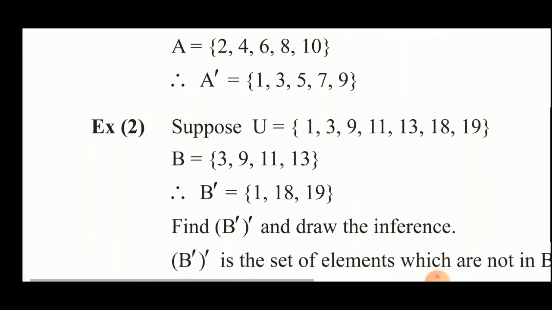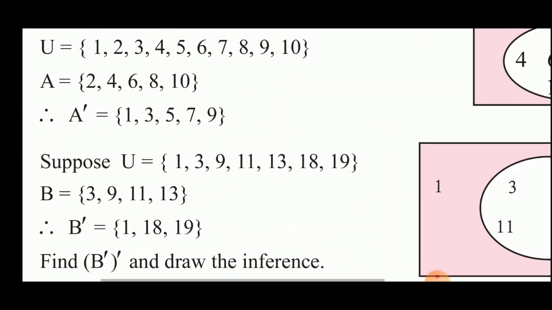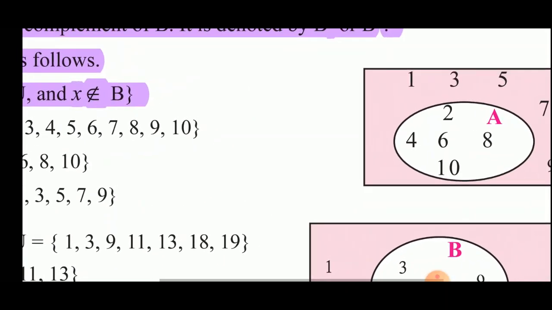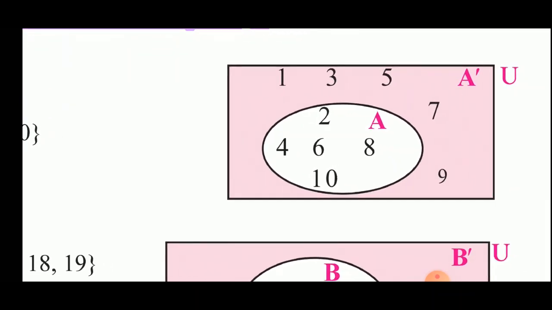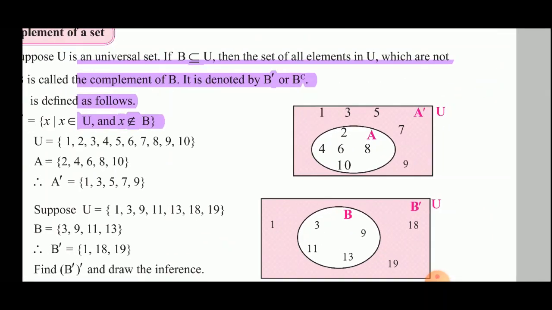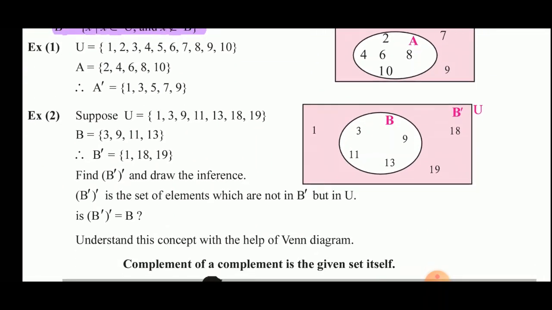Now consider the second example. Suppose U is the same thing; how will you represent it using a Venn diagram? Consider this universal set, which is denoted by a rectangle. Take a circle or oval inside the universal set which denotes the set A. So in set A, write down all the elements 2, 4, 6, 8, 10. Now the remaining elements of the universal set will constitute A dash. So this shaded portion represents A dash. This is how you can represent the complement of a set in a Venn diagram.